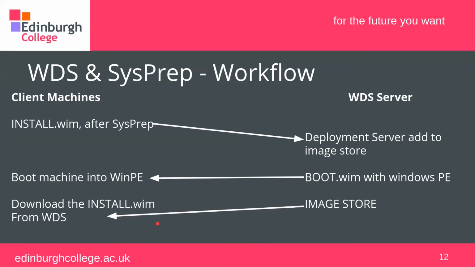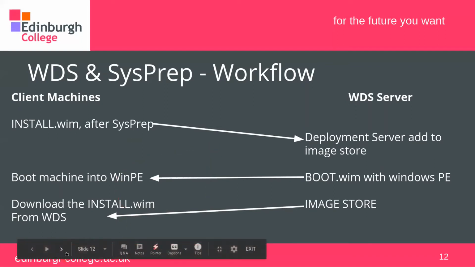Okay, so the main concepts we need to know are, we have a boot.wim with Windows PE, which we can also use as a capture image. We have an install.wim, which is all of our software and settings, which we can take from a DVD, or we can generate from a reference computer, a standard image. We can generate a standard install.wim by running Sysprep on the machine.